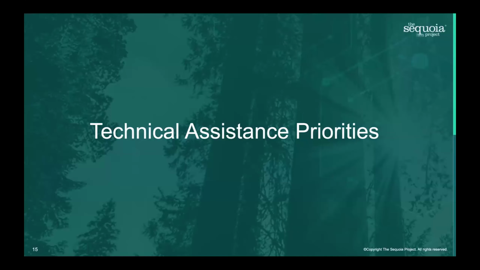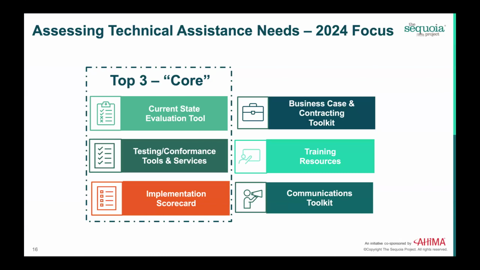We can add that on as options for folks to adopt as well. So the priorities for technical assistance fell into 6 buckets. In the first quarter of this year, we've been focused on these 3. We released the implementation scorecard in January. The testing tools and conformance services platform was launched in March. And we are working right now on a readiness checklist.